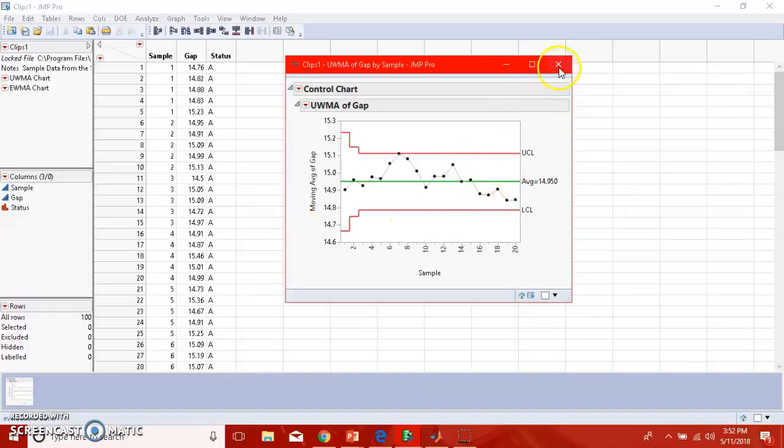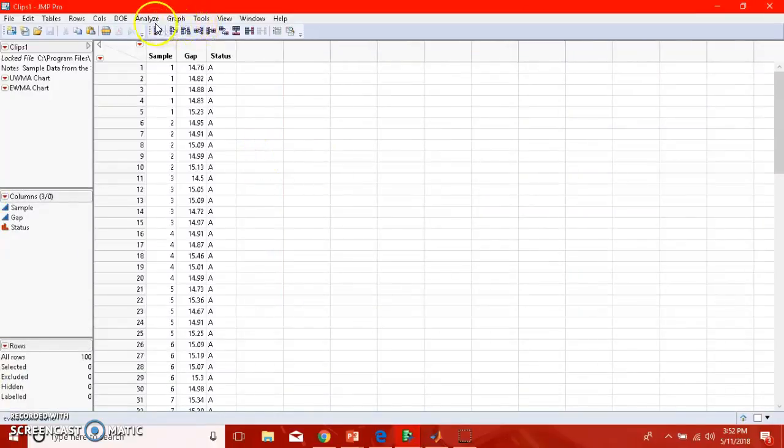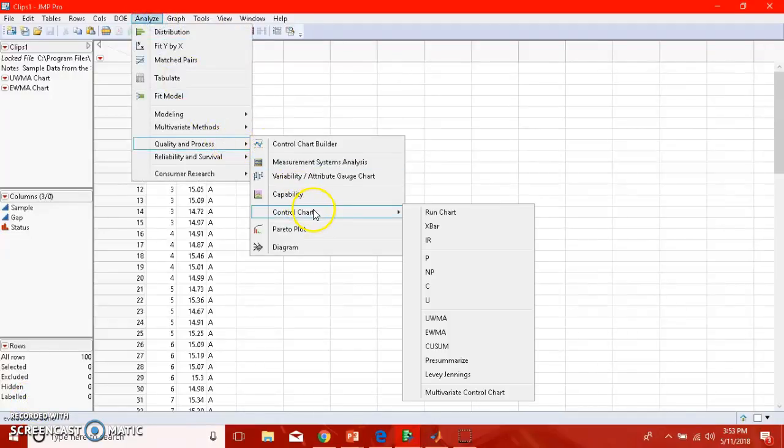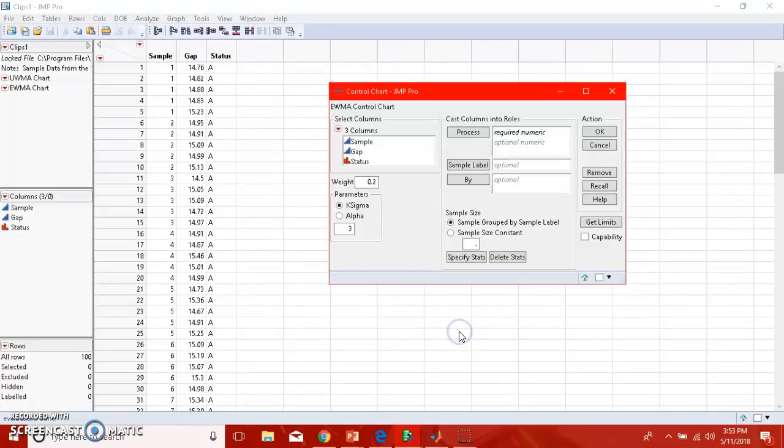But moving on, we're going to go to the EWMA chart, the exponentially weighted one. Let's do the same thing. We're going to go to Quality, Process, Control Charts, the EWMA. We have our gap as our process again, and our sample as our sample label again. Let's say we have 0.5 as our weight. This is the exponential rate that determines how far back it will check. The rest of this seems okay.